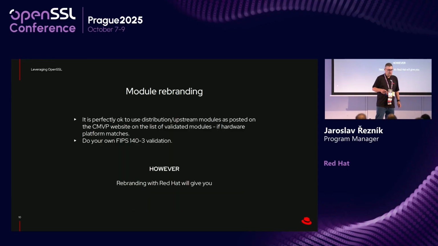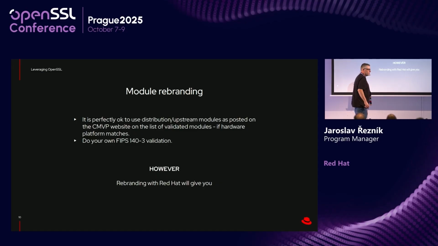Okay, so it's perfectly okay to use the distribution's upstream OpenSSL FIPS certificate. It's posted on the CMVP website. You don't have to do rebranding. However, if the hardware platform matches, you don't need to. You can do your own FIPS 140-3 validation. I know there are a few people from labs. They will be super happy to do the full validation from scratch because this thing can be expensive.